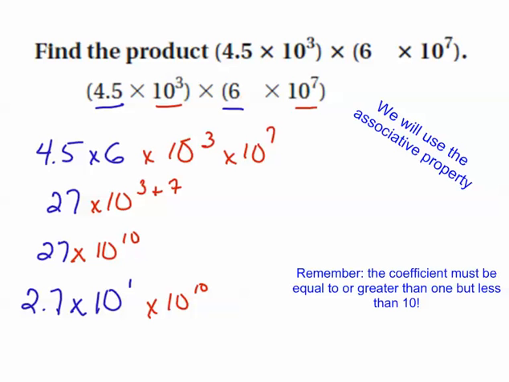So now we can be satisfied with our coefficient of 2.7. But we have to simplify our powers of 10 at this point. So we have 10 to the 1 plus 10, or 10 to the 11th.